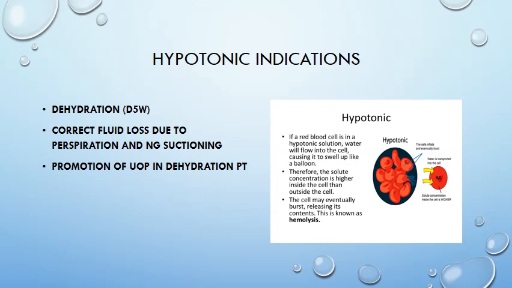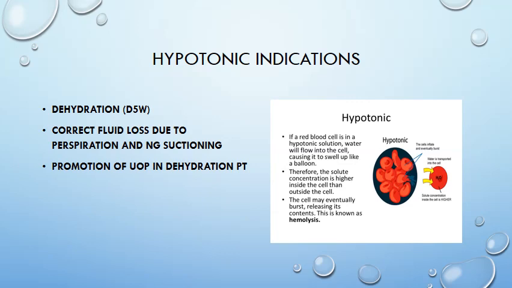So why would we need to give our patient a hypotonic solution? Well, dehydration, right? We would want to give it for that, because what does the hypotonic solution do? When we put hypotonic solutions in our vein, in our vascular space, then it is going to shift fluid into the cell. So if we have cellular dehydration, this is what we would want to do to try to fill those cells back up.